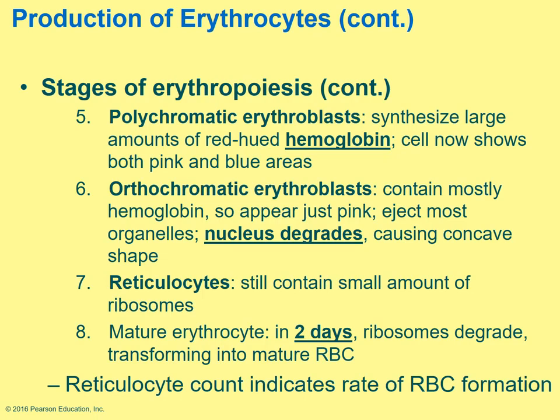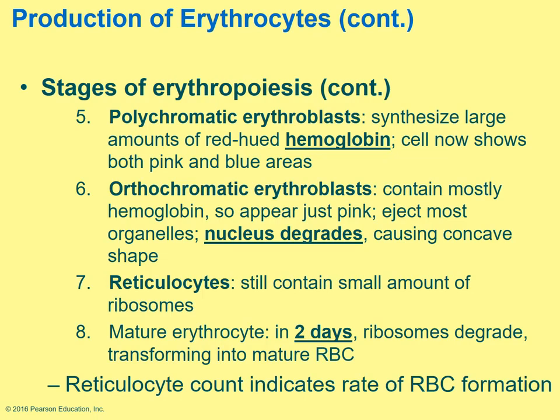Some of these, when you stain them, they look different colors depending upon how much hemoglobin has now been placed in there, how many other proteins are in there. During the 6th stage, the orthochromatic erythroblast stage, there's a lot of hemoglobin. At this point, the cell loses its organelles and the nucleus is going to break down. And that's what causes that concave type shape.